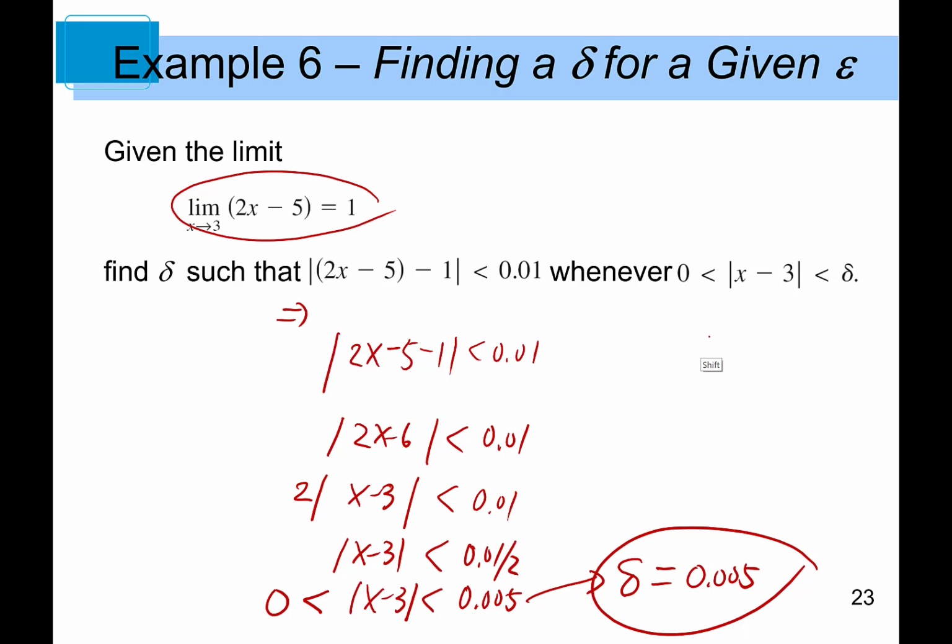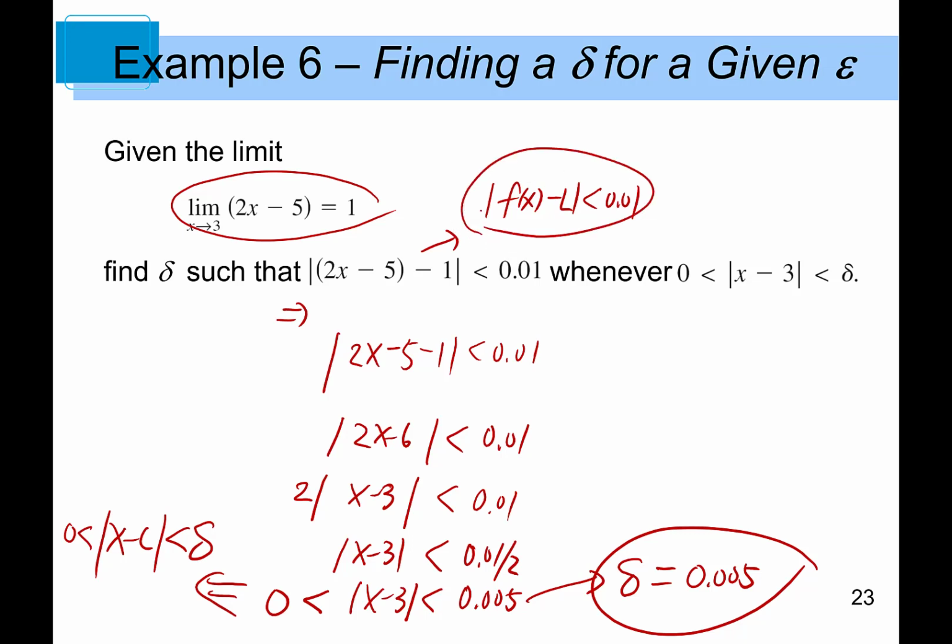So this typically just becomes f of x minus L, right? Less than 0.01. Now we go back to x minus c. Eventually we end up with this: x minus c greater than 0, less than delta. That's why we're going from this to this. So this is our epsilon, and that's our delta. This is exactly f of x, and this is L, as we can see here in the limit. So basically we're going backwards and finding the epsilon and delta.